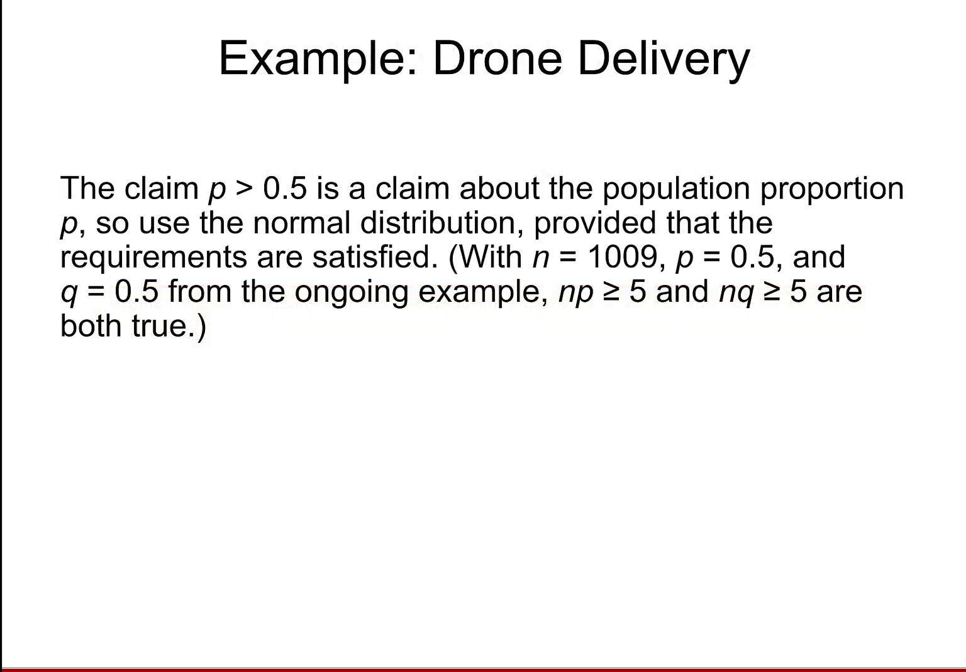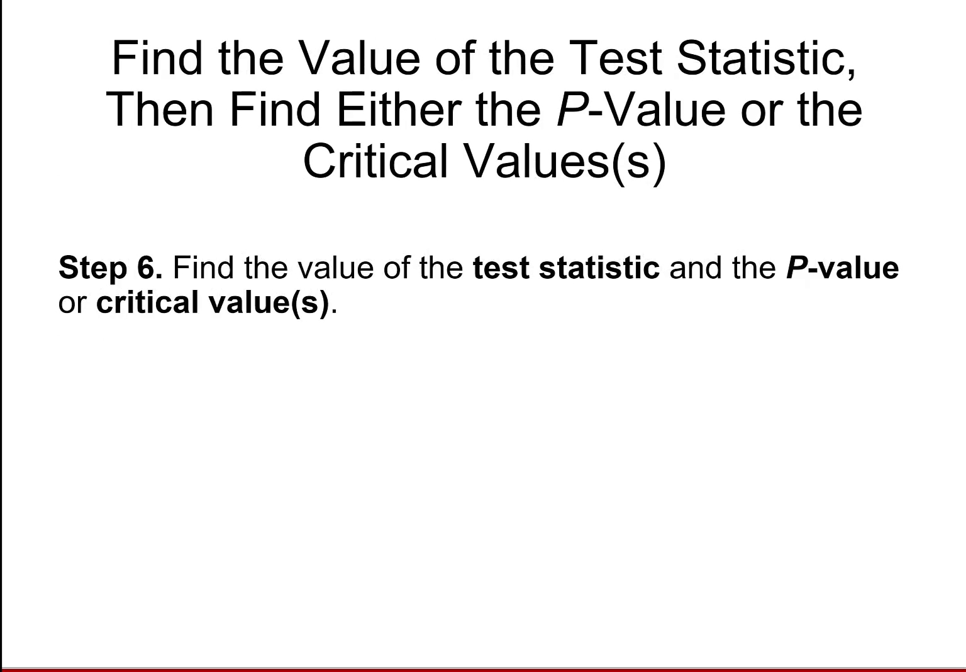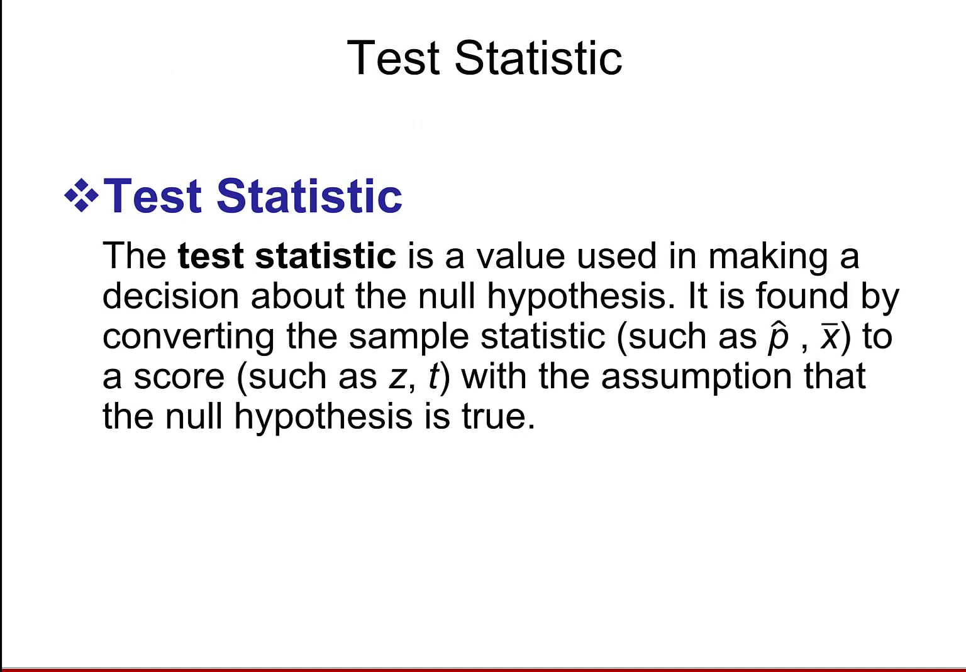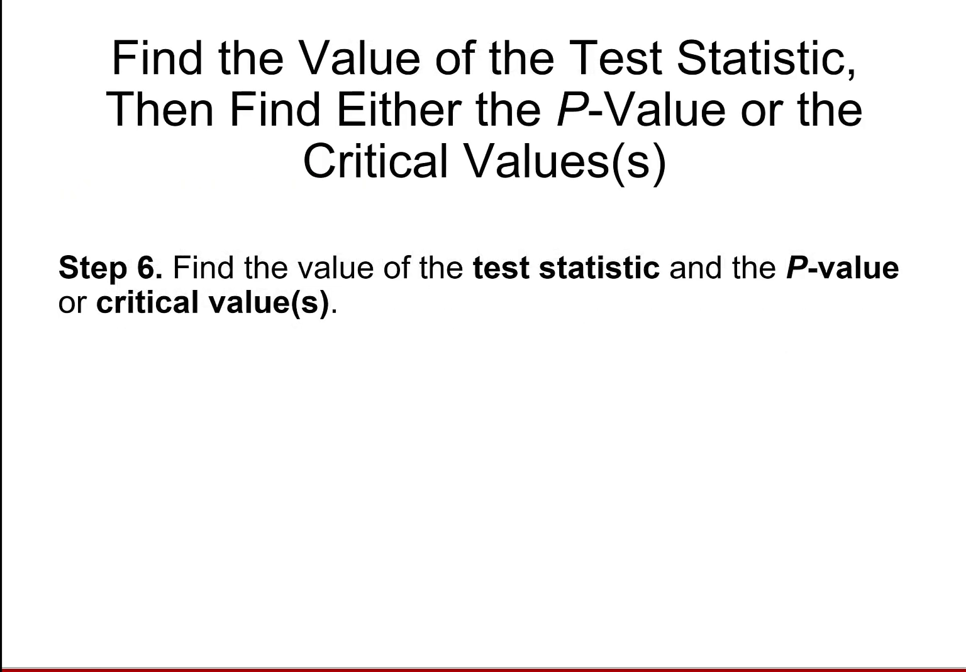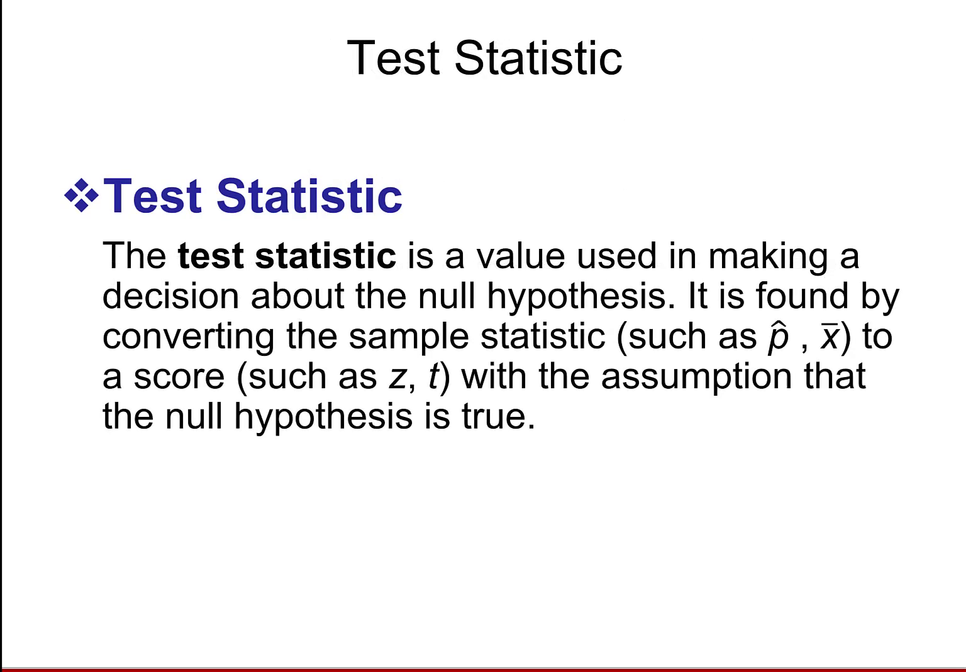The claim that p is greater than 0.5 is a claim about the population proportion p, so we're going to use the normal distribution provided the requirements are satisfied. With n equal to 1009, p is equal to 0.5, q is 0.5, and both np and nq are greater than 5. Find the value of the test statistic and the p-value or the critical value. We're going to focus on the p-value approach because we're using technology.